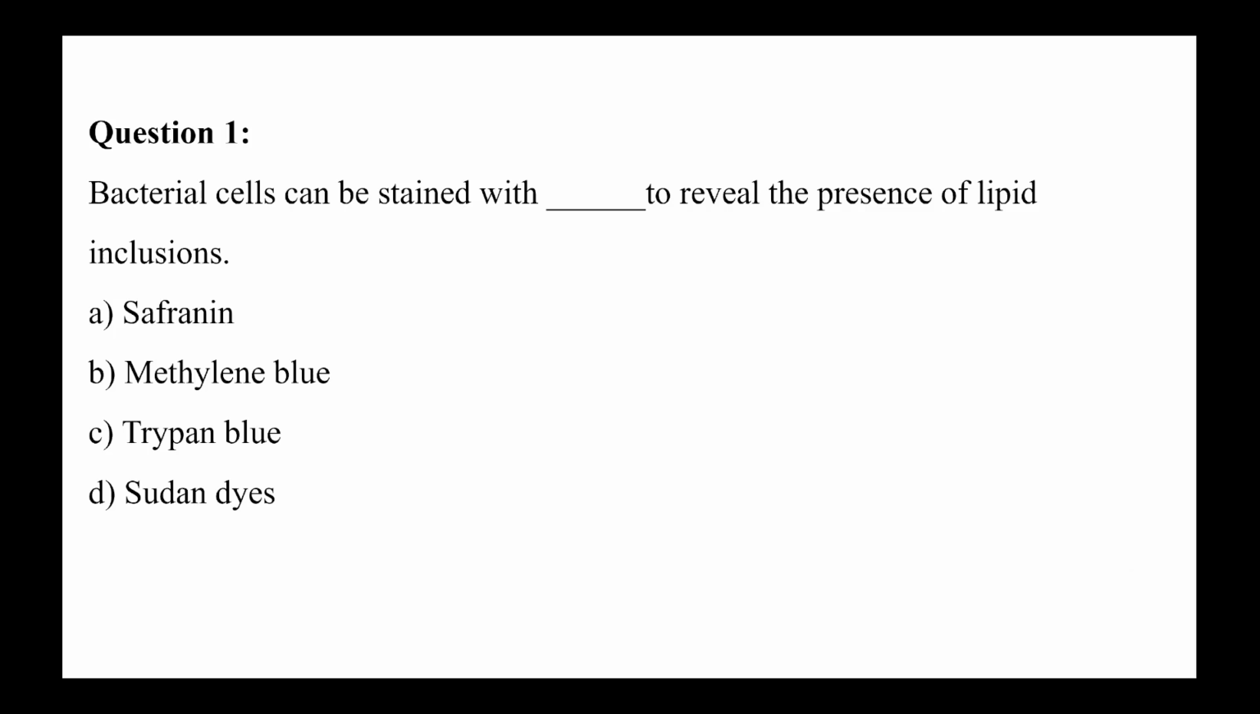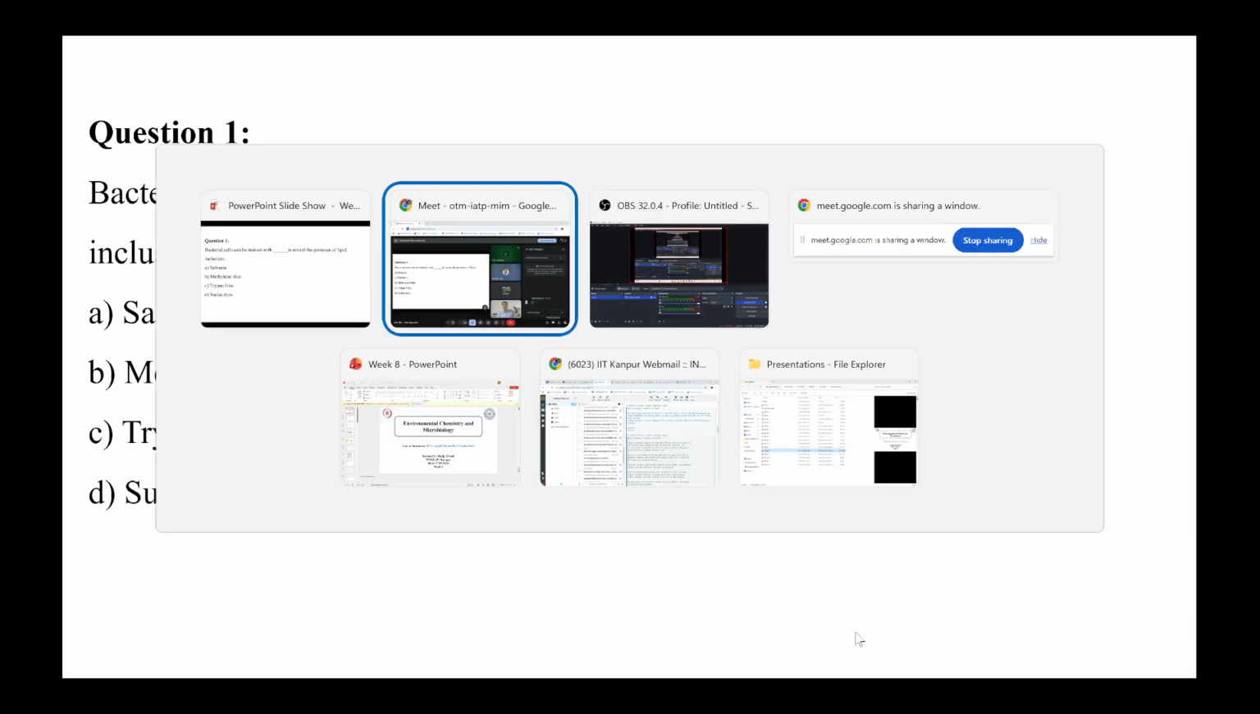So, starting with the first question, question number 1. Bacterial cells can be stained with dash to reveal the presence of lipid inclusions. Options are safranin, methylene blue, trypan blue, and Sudan dyes. Which of the following can be used to stain the lipid inclusions in a bacterial cell?